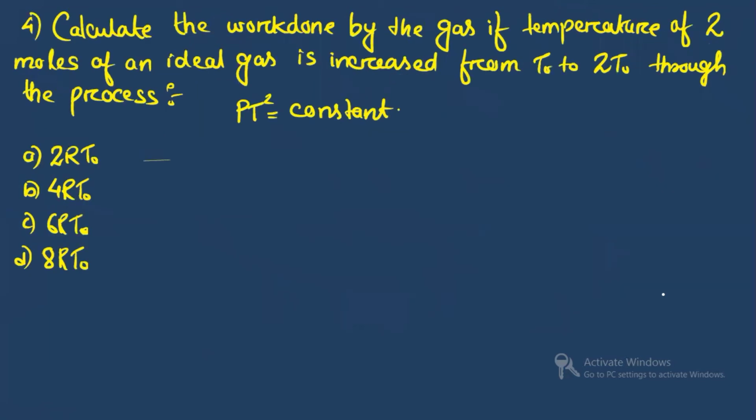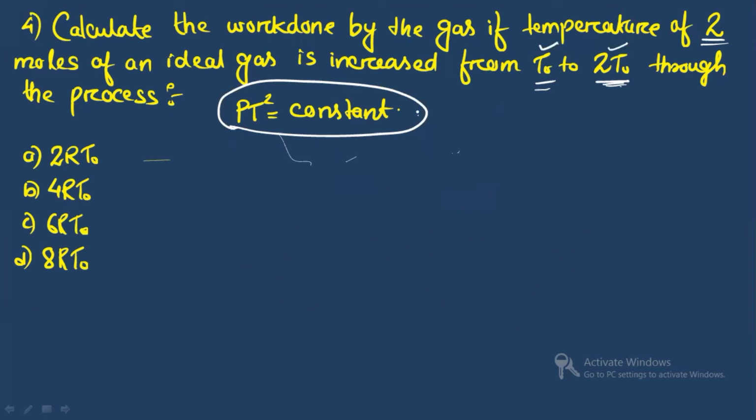Next, calculate the work done by a gas if the temperature of 2 moles of an ideal gas is increased from T0 to 2T0 through the process shown. So a gas, an ideal gas, 2 moles, has its temperature increased from T naught to 2 T naught through this particular process, and you have to calculate the work done.